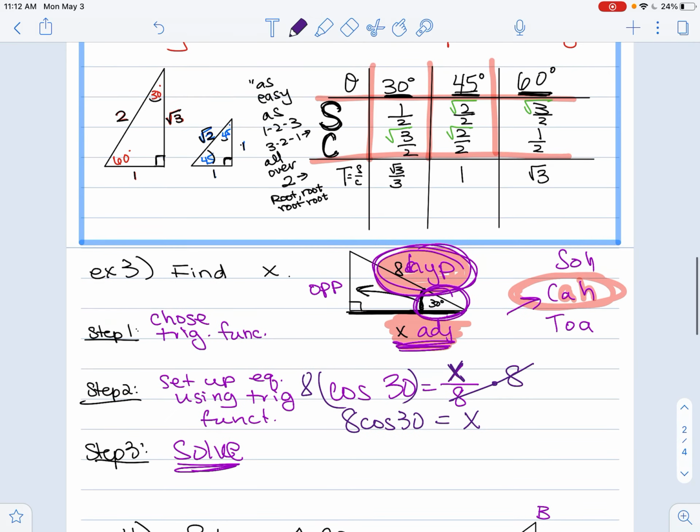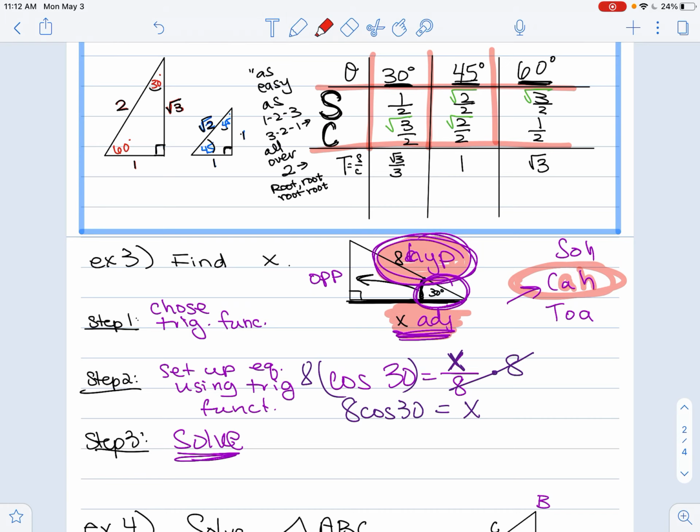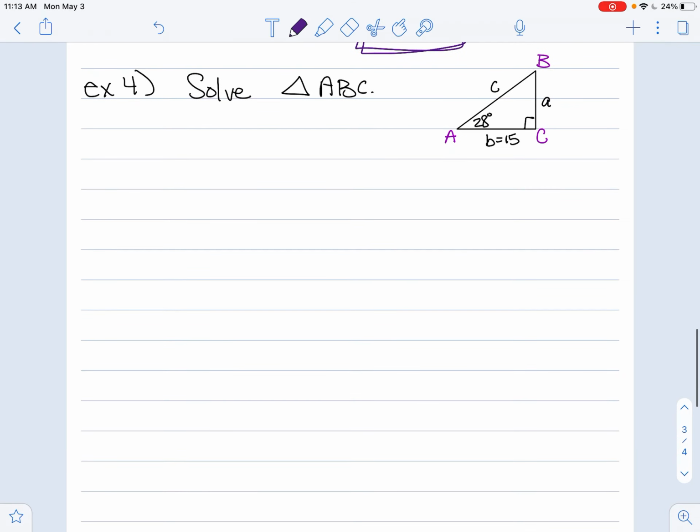Well, remember, I know what the cosine of 30 is. It's in my chart. The cosine of 30 is root 3 over 2. So we can say 8 times root 3 over 2 equals x. That gives me 8 divided by 2 is 4, root 3 equals x. And that is my answer.